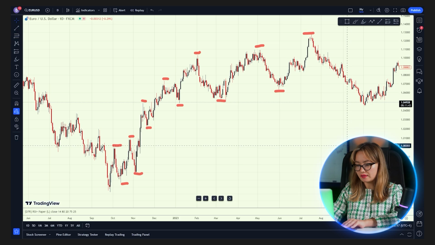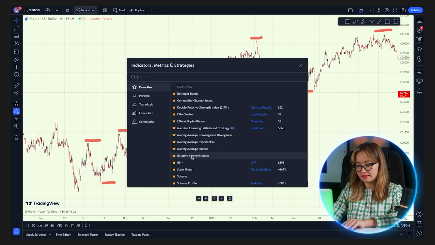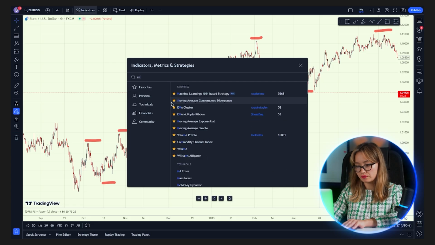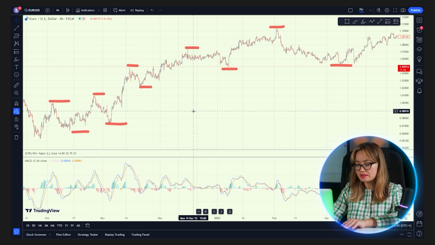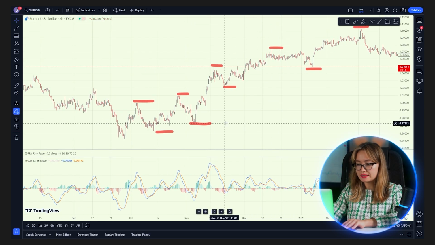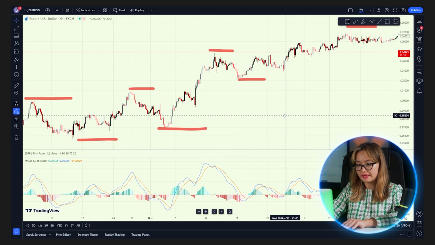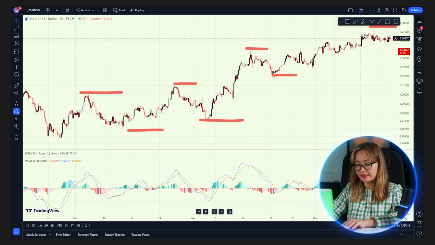Now let's hide the RSI and switch back to the 4-hour time frame. I'll show you another indicator, MACD, Moving Average Convergence Divergence. This tool is used for trend trading. Here's how it works. MACD has zones above and below zero. The key rule is this: when the lines are above zero, we can trade along with the trend.